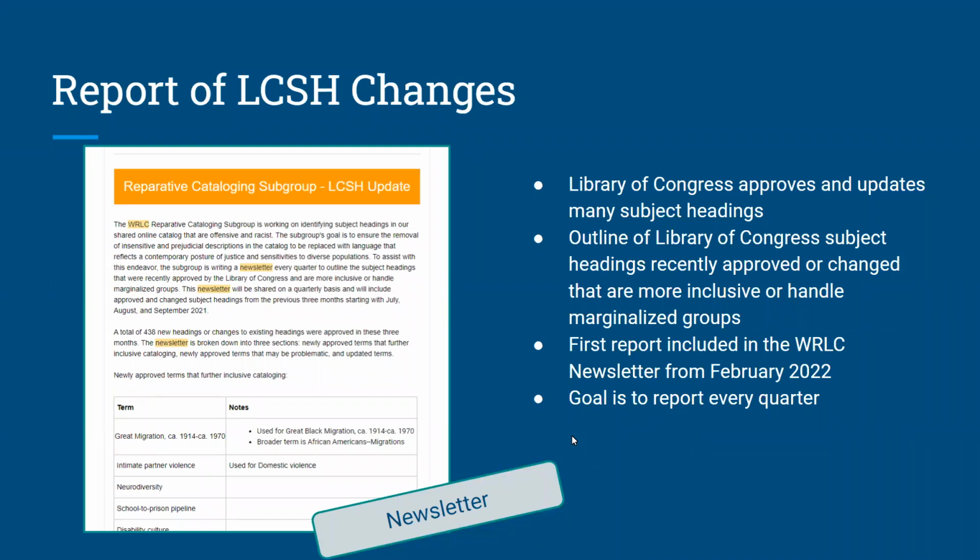So it's really simple changes like these, reevaluation of our use of language, that is the crux of reparative cataloging: realizing the power of language, realizing the inherent biases in our use of language, and taking small but effective steps to remedy that bias, even if it's something as simple as changing one subject heading at a time.